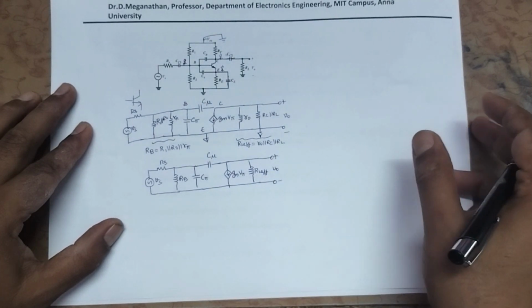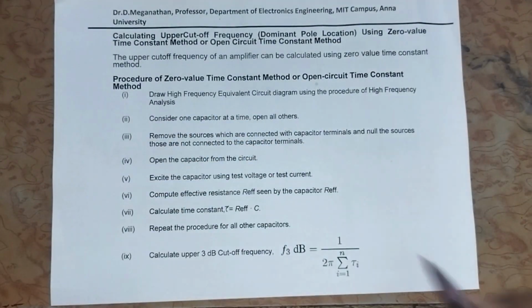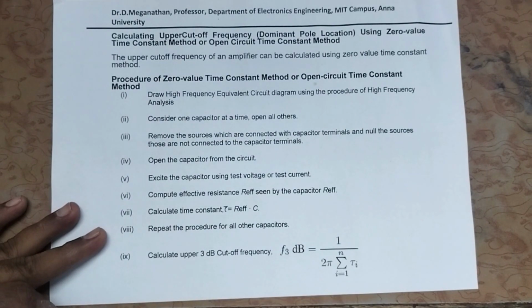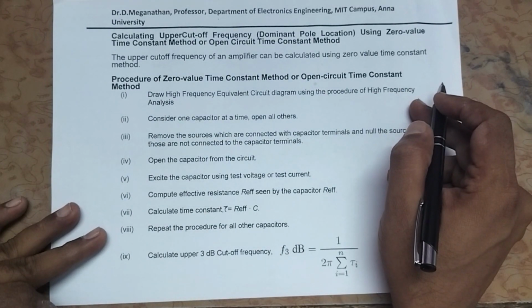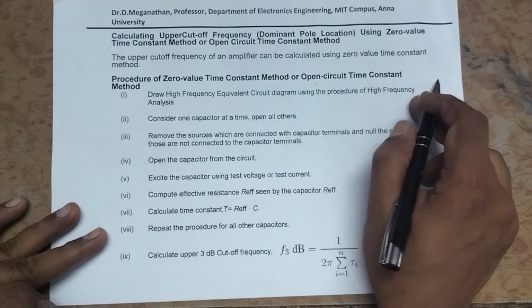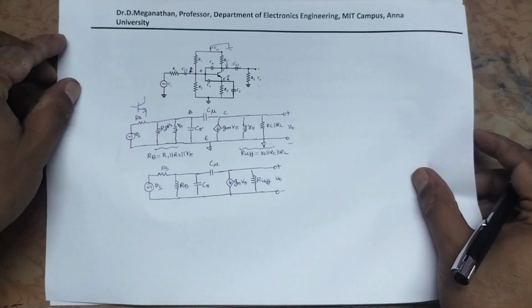Okay, so now we have finished step number 1. Step number 1 is to draw the high frequency equivalent circuit diagram using the procedure of high frequency analysis, which we already know. By using that procedure, we have drawn the high frequency equivalent circuit diagram.